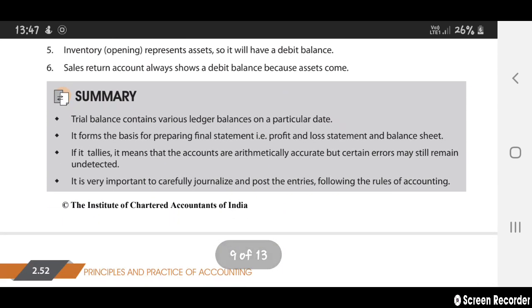So, final summary: the trial balance contains various ledger balances on a particular date.